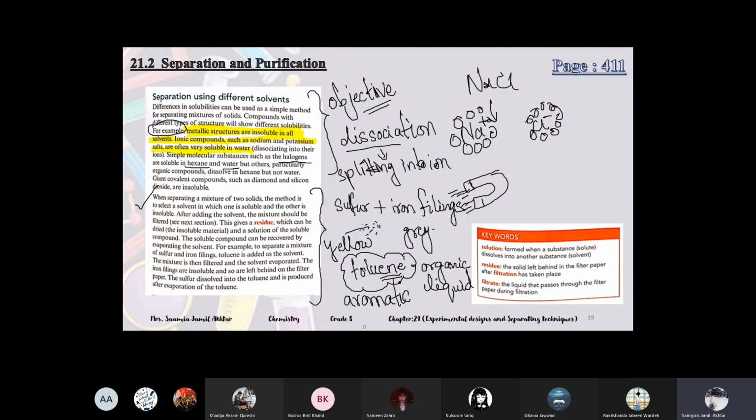Giant covalent compounds such as diamond and silicon dioxide are insoluble. They are not soluble in anything; they remain in the solid form. One form of silicon dioxide is quartz. Quartz is a transparent, very hard substance from which screens are made. You know, Quartz is the brand also of watches or calculators.